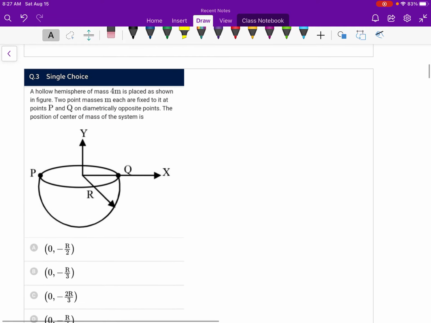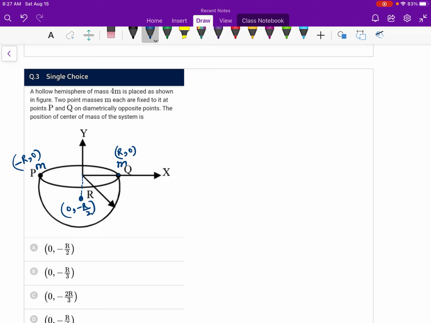So a hollow hemisphere of mass 4m is placed as shown in figure. The point mass m each are fixed at points P and Q diametrically opposite the position of center of mass. Okay, so this is m, this is m, and center of mass of hollow sphere is at r by 2. So this has coordinates 0 comma minus r by 2. This has coordinates r comma 0 and this has coordinates minus r comma 0.